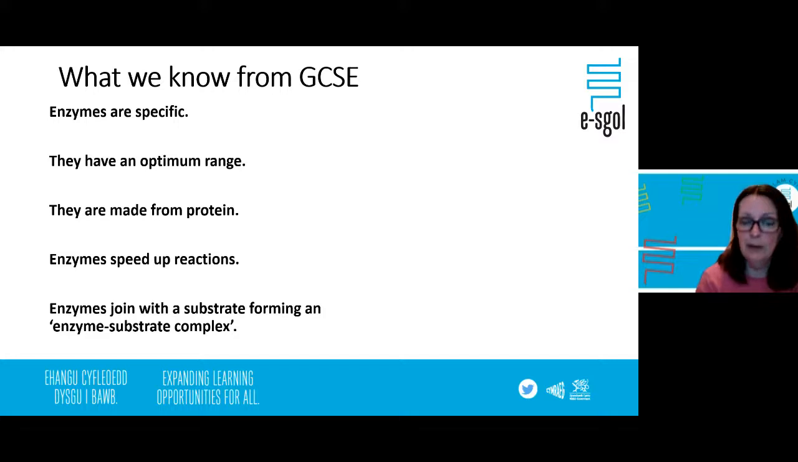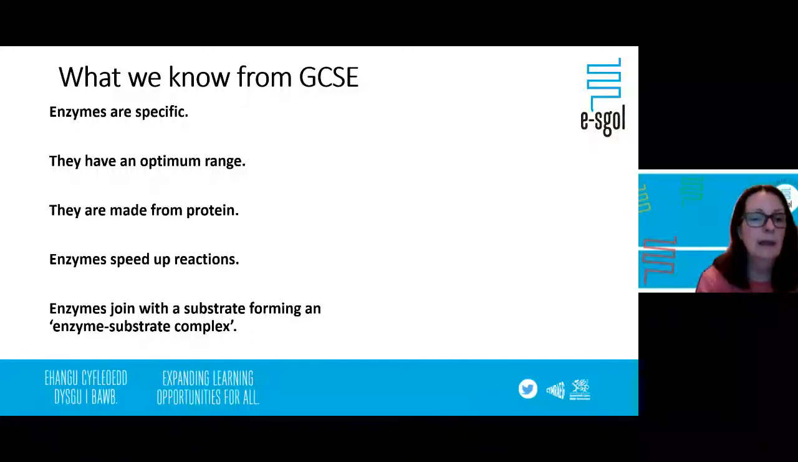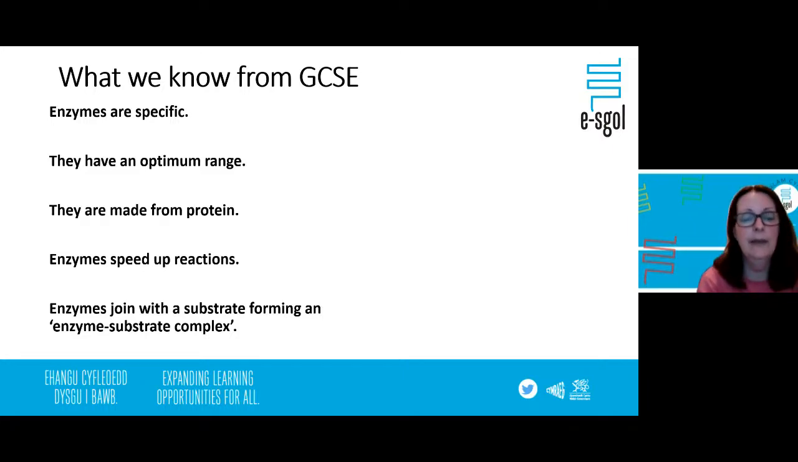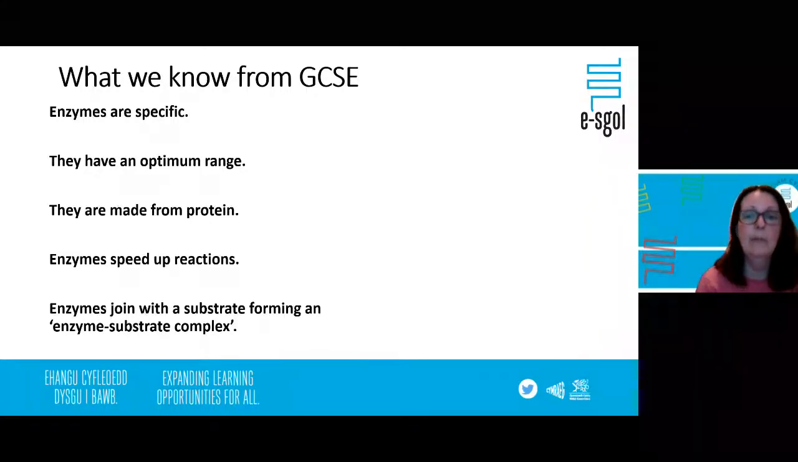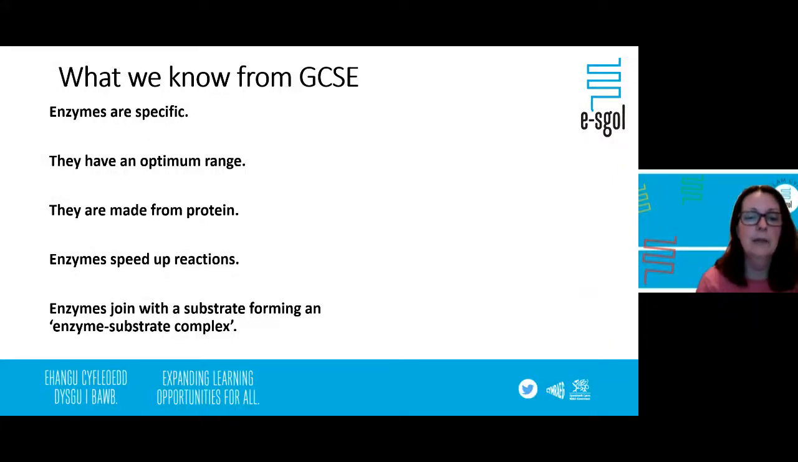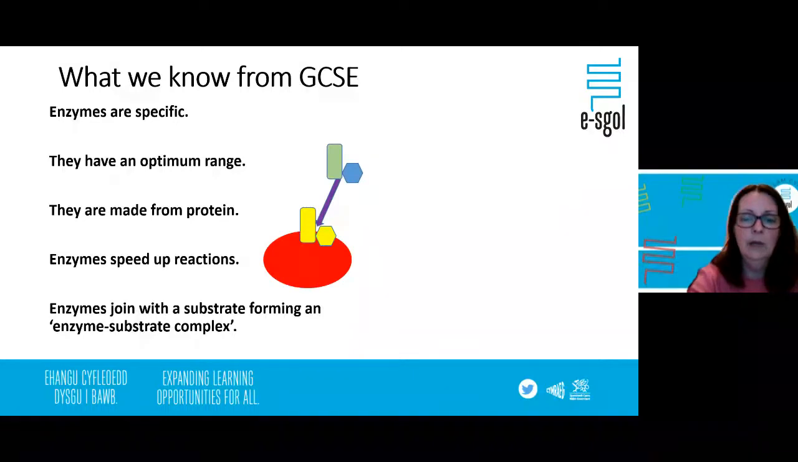Enzymes speed up reactions, and the key point here is that these reactions would normally be taking place, but the enzymes speed the reaction up and make it faster. And another piece of information that we should remember from GCSE is that enzymes join with a substrate and form an enzyme substrate complex. And we'll look at some of these terms and areas from GCSE and expand on them throughout this presentation. You should be familiar with this diagram here as well.